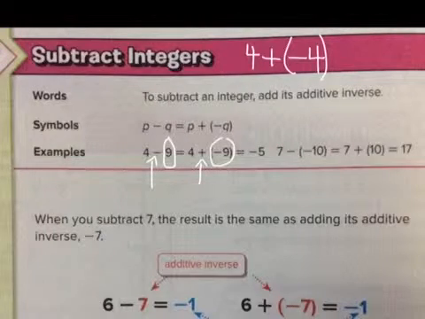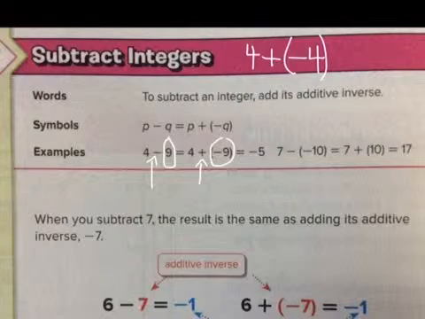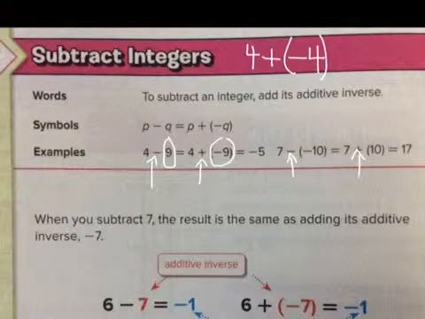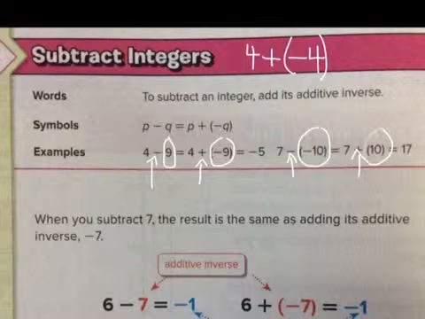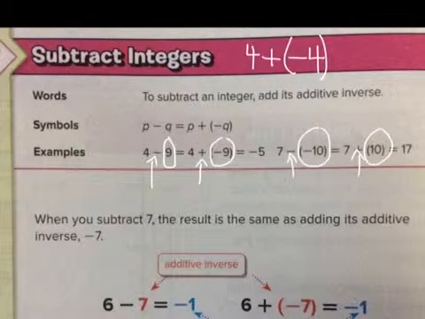If you have 7 minus 10. Now minus 10, they're telling you to change the operation from a subtraction to an addition, and then include the additive inverse. Additive inverse is the opposite. On here it's positive 10, negative 10, here's positive 10. Okay, and it's always going to give you the same result.